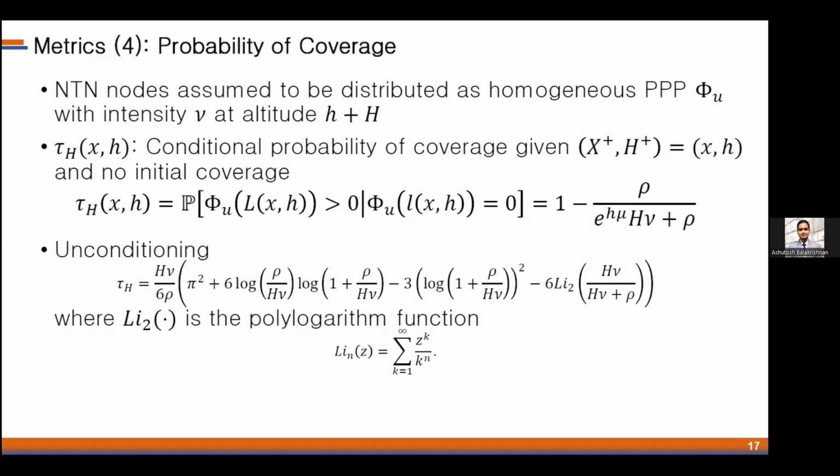This equation would be more intuitive. We compute the conditional probability where the condition is that there is no satellite at the first stage without RIS, and we want to calculate the probability that there exists at least one visible node with the aid of the RIS. It is possible to obtain this in closed form, and by unconditioning using the distribution of the statistics of the blocking building, we can obtain it in this way as a closed form.